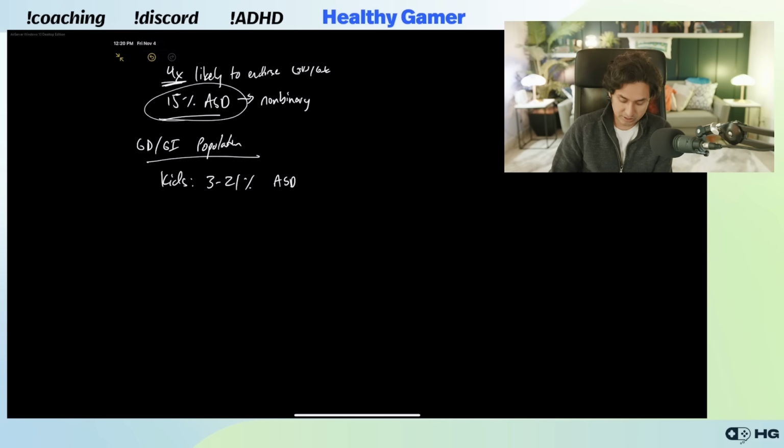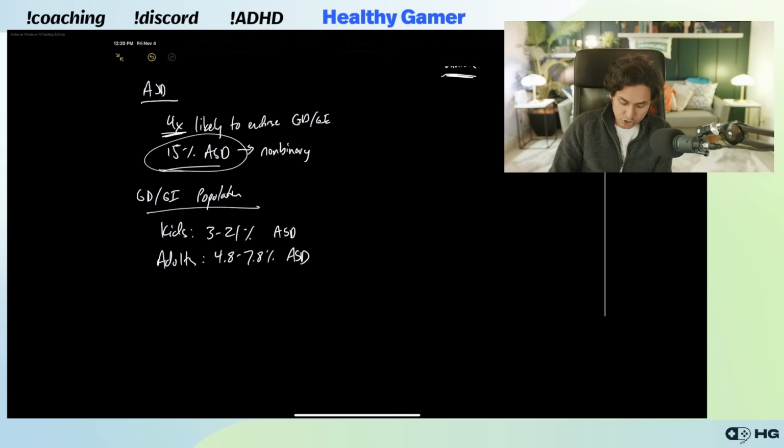disorder or traits. They then looked at adults, because all these different studies, 41 studies, are looking at different populations. And what they found is about 4.8 to 7.8% of adults with gender identity issues will either have autism or test highly for autistic traits. So this is kind of interesting because these are actually two separate questions, right?